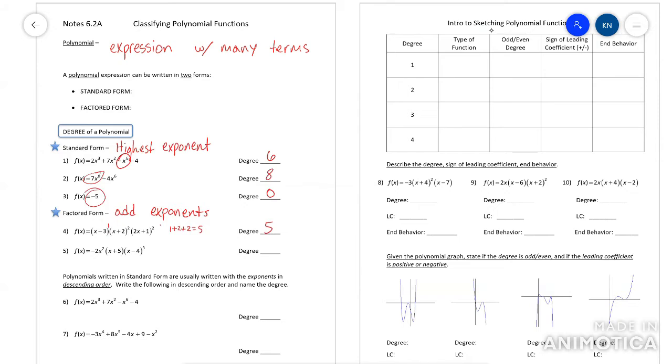And then look at this next one. I've got a 2 here. This one doesn't have an exponent, so I'm going to give it a 1. And then a 3 at the end. So this one's 2 plus 1 plus 3, which is 6.